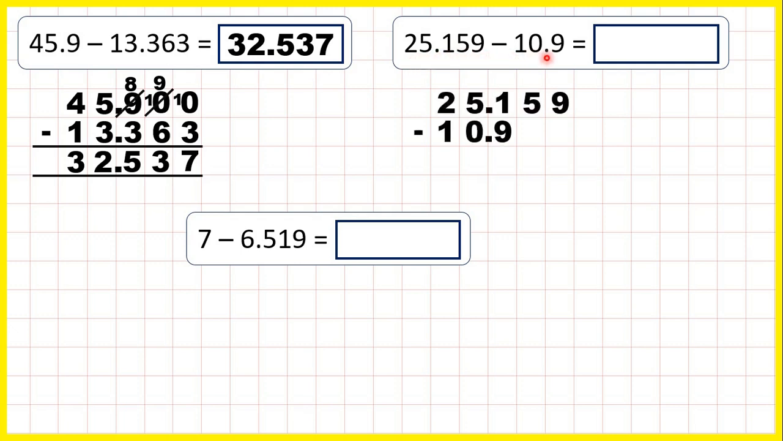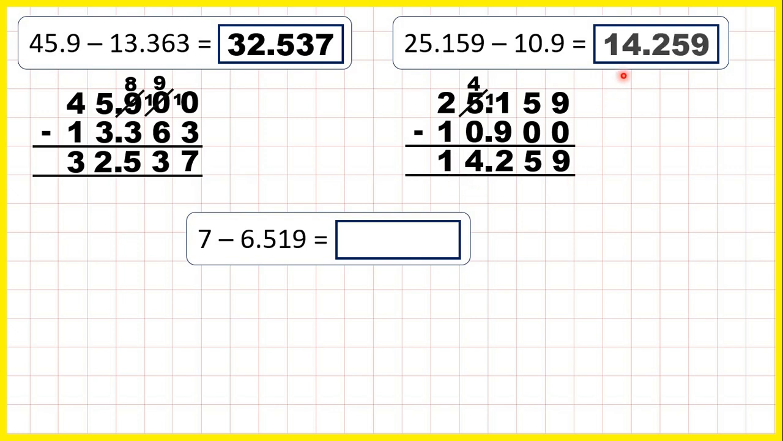Now we have 25.159 minus 10.9. Again, we've written the numbers out with the decimal points lined up. We can write zeros in empty squares and copy the decimal point down into our answer. 9 minus 0 is 9, 5 minus 0 is 5. We can't do 1 minus 9, so we go to the left, 1 less, 1 in front. 11 minus 9 is 2, 4 minus 0 is 4, and 2 minus 1 is 1. That gives us 14.259 as our answer.